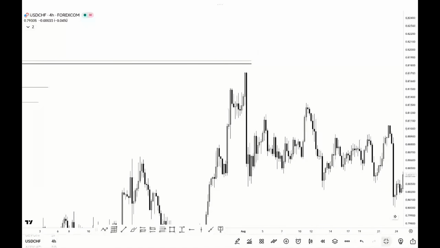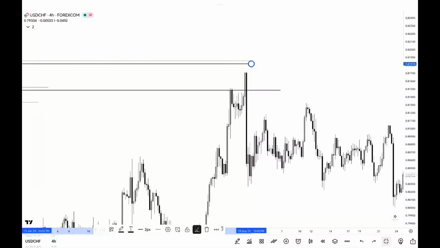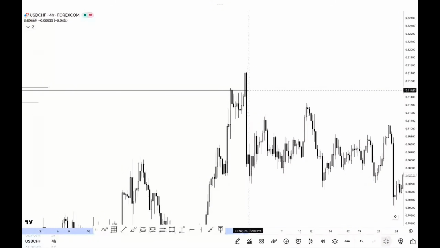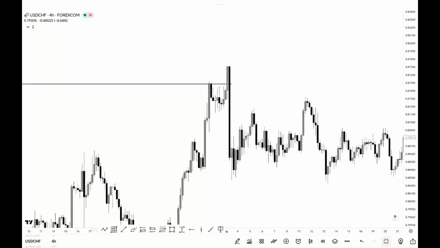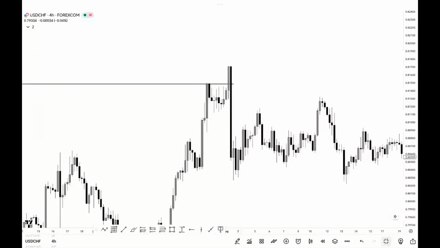So let me try to delete some drawn lines so as not to confuse you. Let me delete all this imbalance line as well. So you are dealing with this daily rejection here, which makes more sense, right? After that daily rejection, what do you have? You have a break of structure on the line chart.